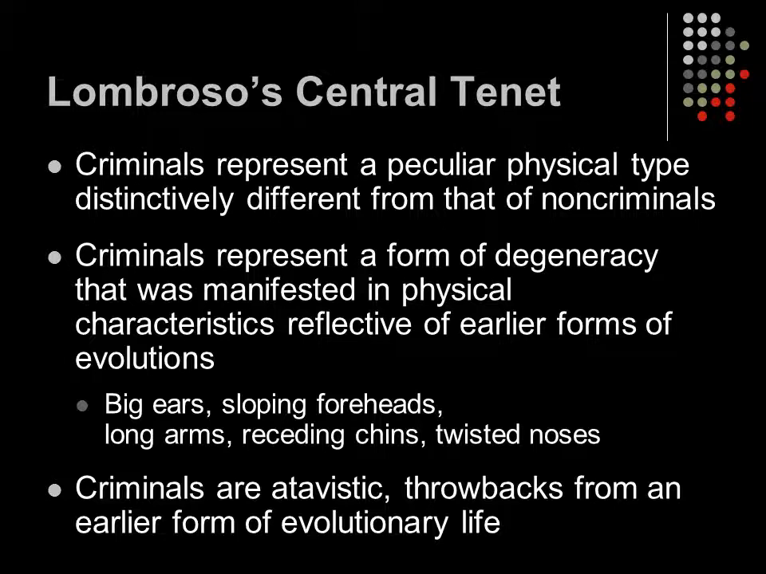Lombroso argued that criminals had a peculiar physical type that was different from that of non-criminals. Essentially, he argued that criminals were evolutionary throwbacks, that they just hadn't evolved sufficiently to become good citizens. So he looked at some physical characteristics that back then they would consider more caveman-like, again tying into this idea of evolution.